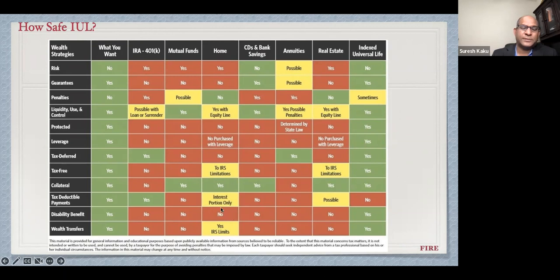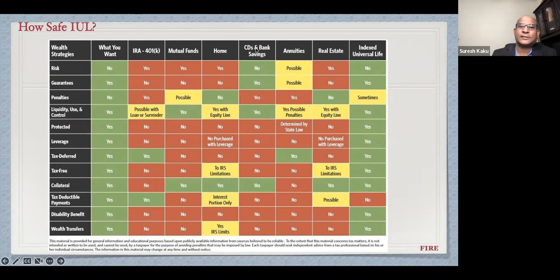Does it have any disability benefit? No. Wealth transfer? Yes, with IRS limits. So a lot of wealthy people, right, use this step-up technique to pass on the legacy, but the Biden administration is working on removing that.